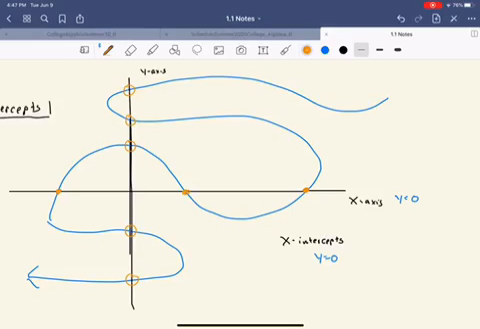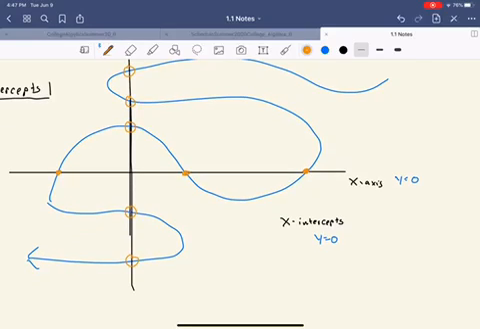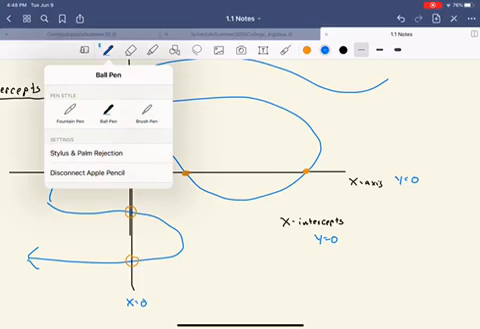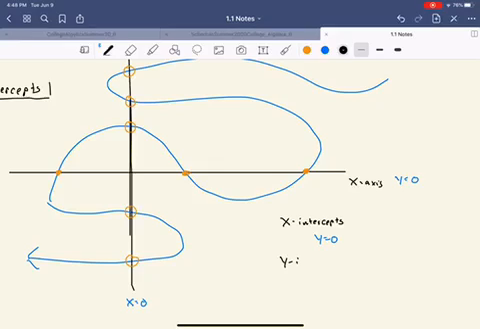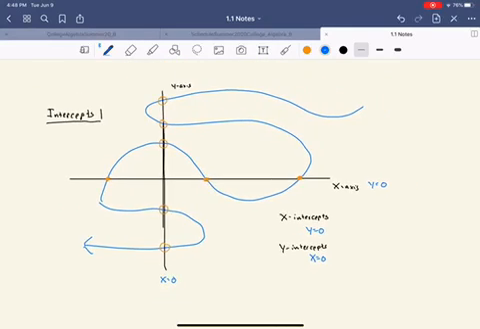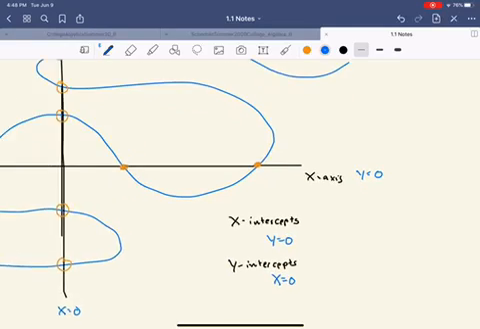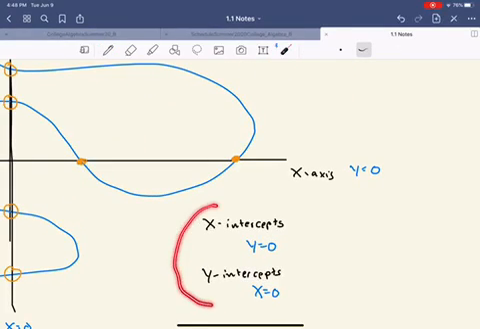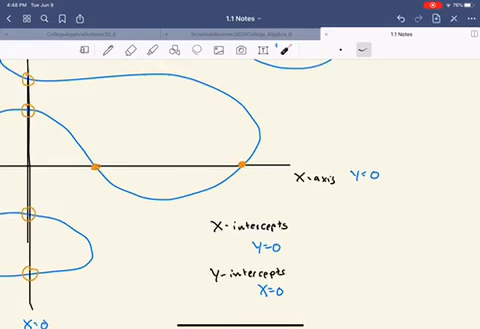Now, the y-axis and the y-intercepts, those are these points here. What do all those points have in common? Of course, x equals 0. So the y-intercepts are given by x equals 0. A little interesting, right? So a little bit, if you don't think about it for a second, you might get those mixed up. Okay, but once you think about them and see the drawing, you can see how it works.